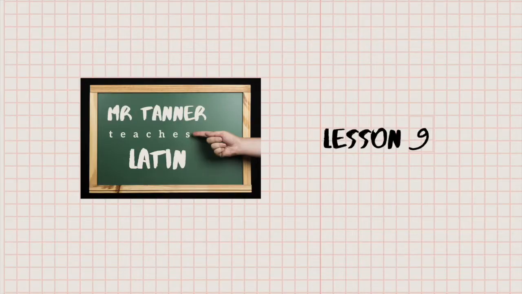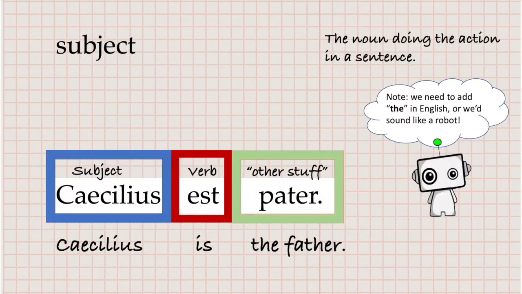Welcome to lesson number 9. And today we're going to be learning a bit more about nouns. So, we'll start off with a quick recap as usual. You will hopefully remember now that the subject is the noun doing the action in a sentence. So, Caecilius est pater, Caecilius is the subject of that sentence.